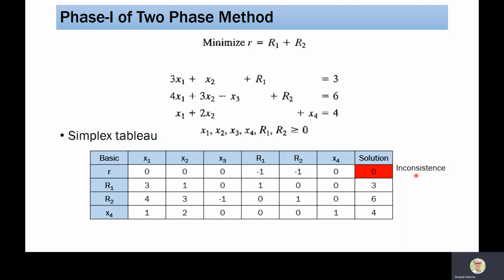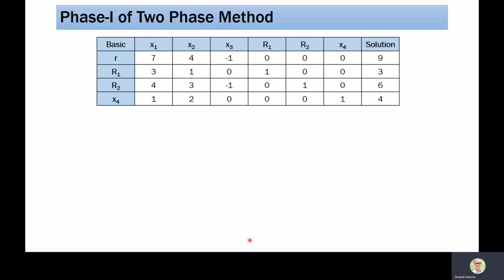We can perform the row operations as we did in the last example. So we are going to make the coefficient of the artificial variables 0. So how can we do it? I can take the R1 row and add it into the small r row. Similarly, I will take the R2 row and add it into the small r row. This is what I have written at the bottom. If I do so, I get the change in the coefficients of the r row, and the rest of the coefficients remain the same.